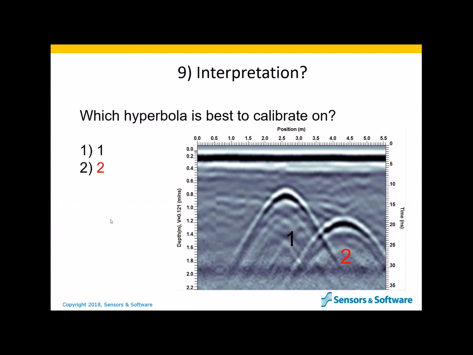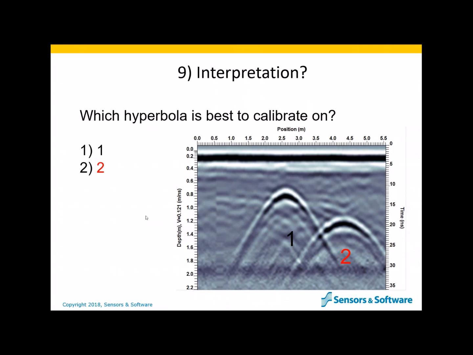But 44% of you said number 1, which kind of surprises me, because I mentioned earlier that what you want to try to do, you want to pick the deeper hyperbola. The deeper hyperbola is going to be the one that gives you the velocity of all the material above it, which gives you a better overall velocity for the soil. And maybe you're thinking about the length of the tails or the fact that this tail's going off the edge. That makes number 1 better, but in my opinion, it would be number 2.